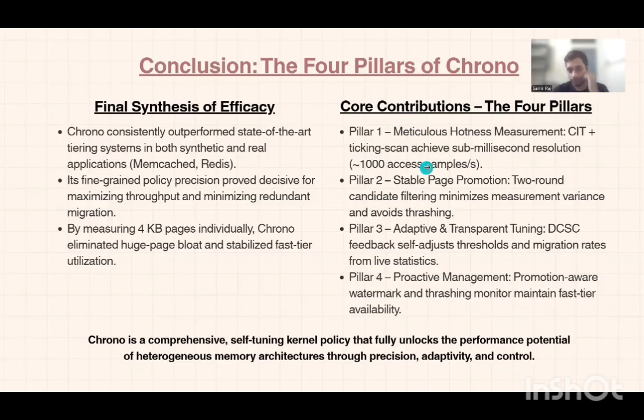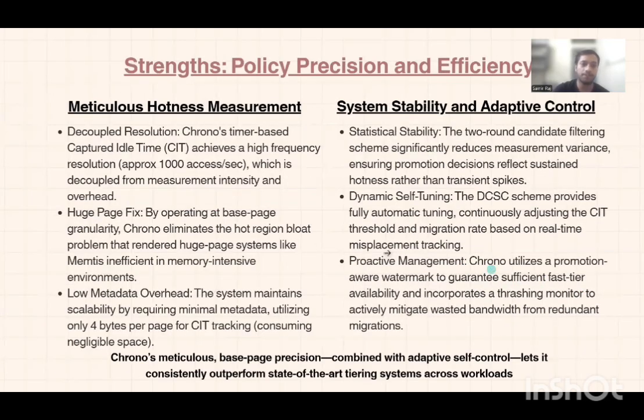Pillar 1, meticulous hotness measurement. Pillar 2, stable page promotion, the two-round filtration process. Pillar 3, adaptation and transparent tuning, the DCSC mechanism for adjusting thresholds to reduce migration ratios. Pillar 4, proactive management, promotion aware watermark and thrashing monitor maintain fast tier availability.